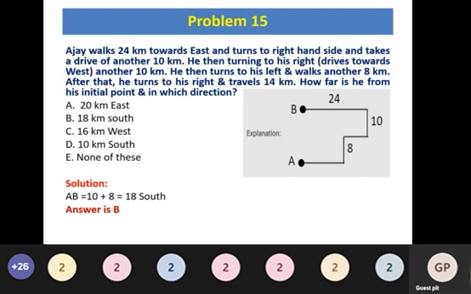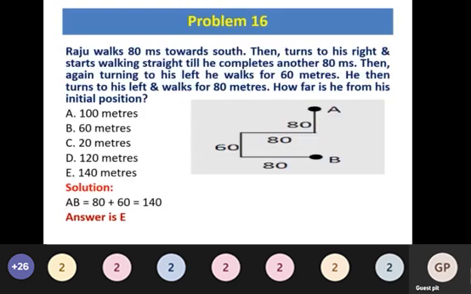As far as the diagram is concerned, the solution is: they're asking the distance AB, which is 10 plus 8 is equal to 18 kilometers towards south. So the answer to the question, how far is he from the initial point and in which direction, is 18 kilometers towards the south.